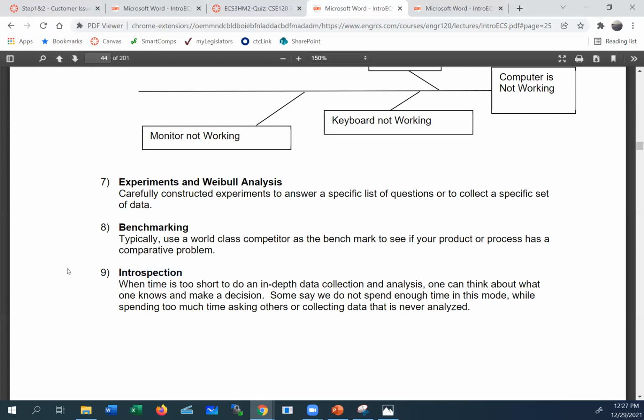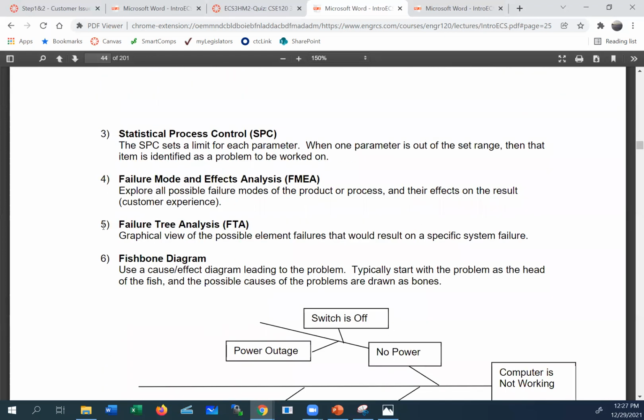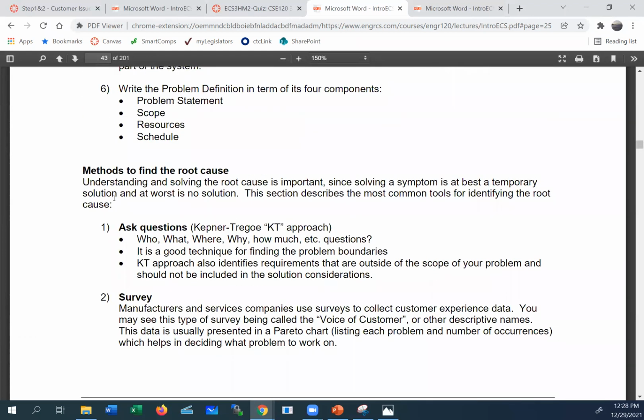Root cause analysis is basically a good technique to make sure that if you think you're working on a problem, it is the right problem, the one that is going to solve the symptoms you're observing. And so that's called root cause analysis.